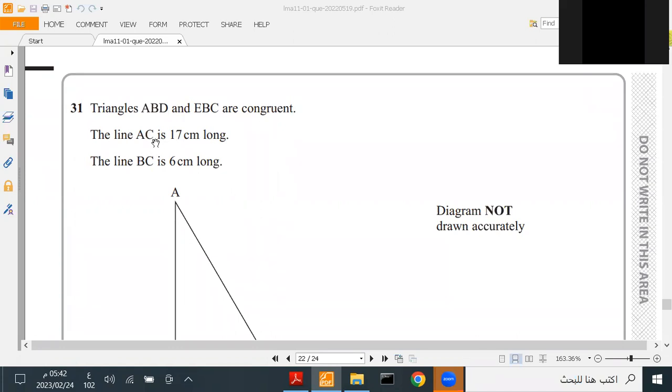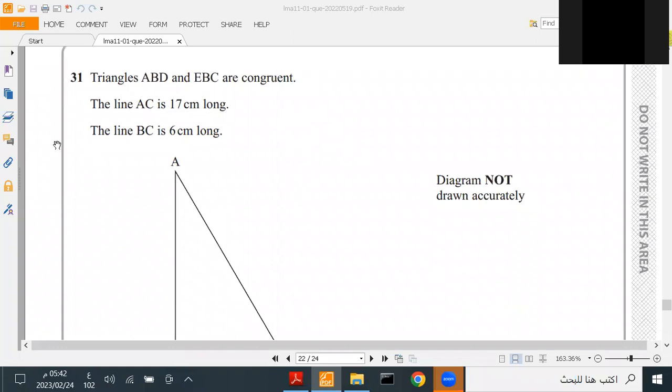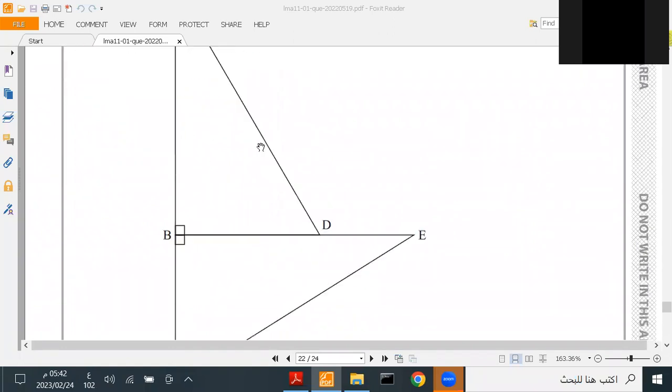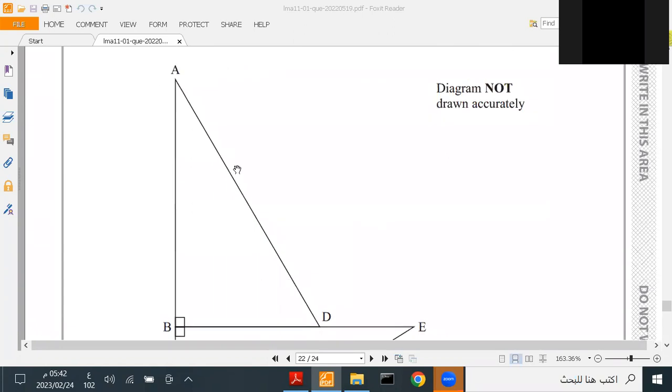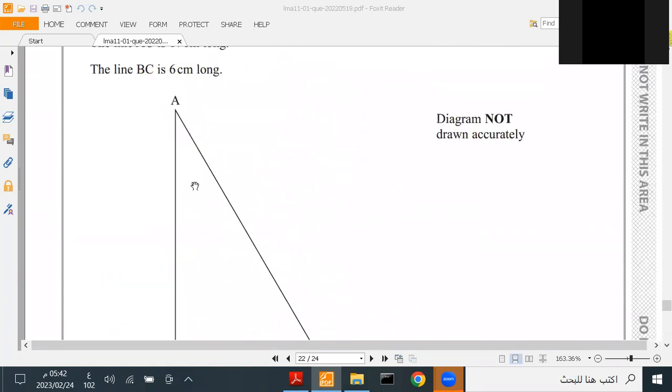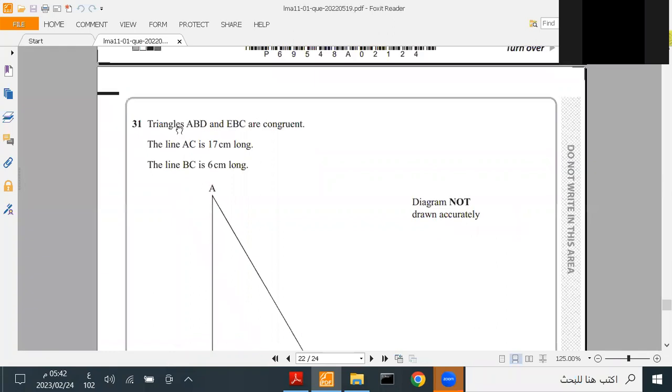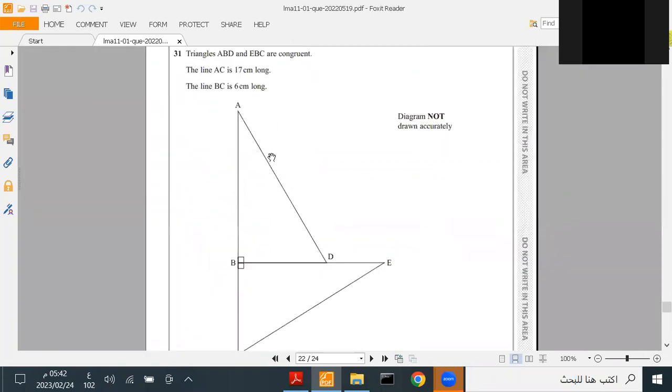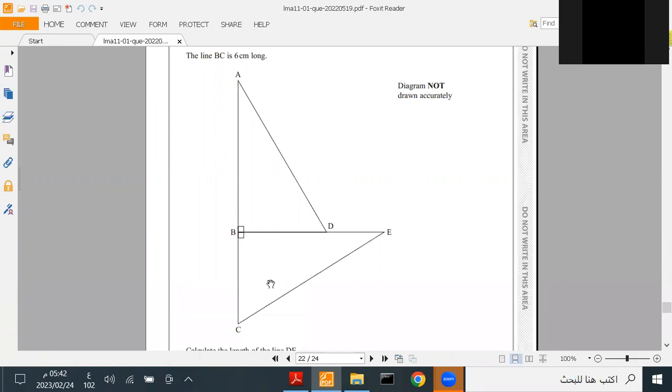Now, the line AC is 17 centimeters long, and BC is 6 centimeters long. So AC is 17. Let's write this here. BC is 6. So we write it over here. All of it is 17, and this part is 6 centimeters.